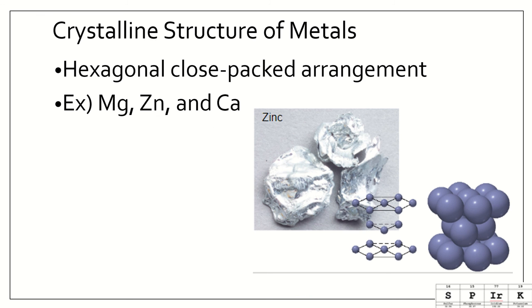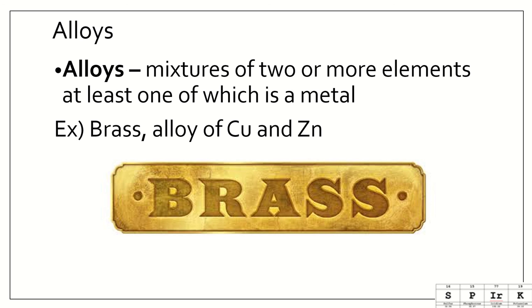Then the last one that we'll talk about is the hexagonal close packed arrangement. This is for those messier elements like zinc. You can see the shape of it is not very uniform at all. But you'll see it's given that name because of the hexagons that create the outer edges of the crystal lattice. So, hexagonal close packed.